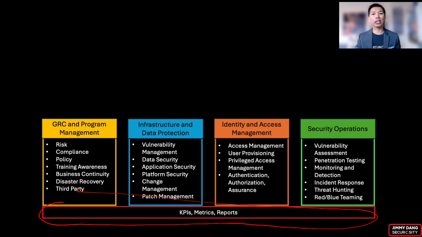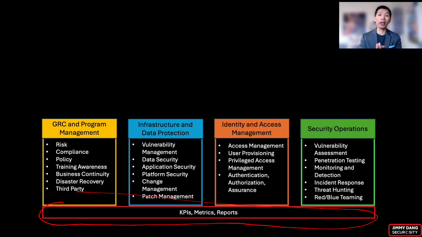KPIs are specific metrics that are directly tied to the success of our business objectives and security strategies. They provide a focused view on the most critical aspects of the security program, highlighting areas that require attention and improvements. Now, KPIs help in prioritizing efforts and resources to achieve optimal security program outcomes. Now, next up, we have metrics.